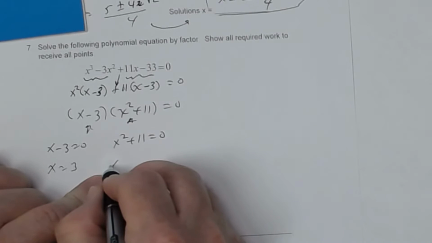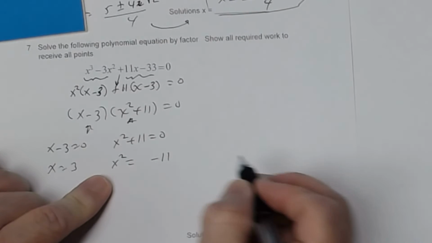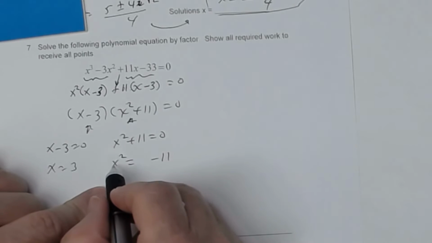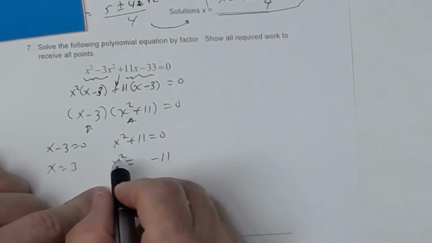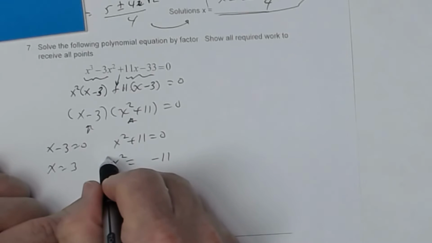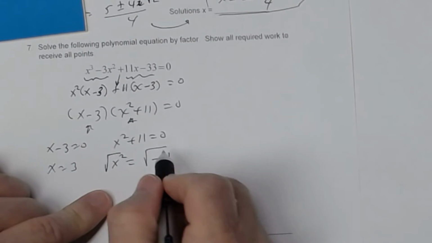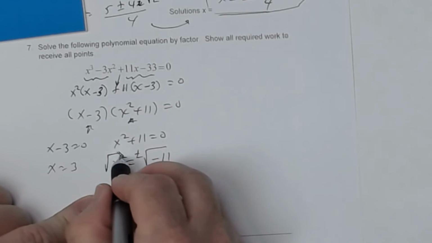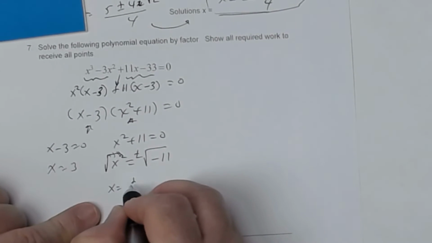Basically all I need to do is say x squared equals negative 11. And once you write x squared equals negative 11, you know that you can get x by itself by getting rid of the squaring part. To do that, you're going to take the opposite. The opposite of squaring is to take the square root. Don't forget the plus or minus. So the square and the square root undo each other, and you get x equals plus or minus.